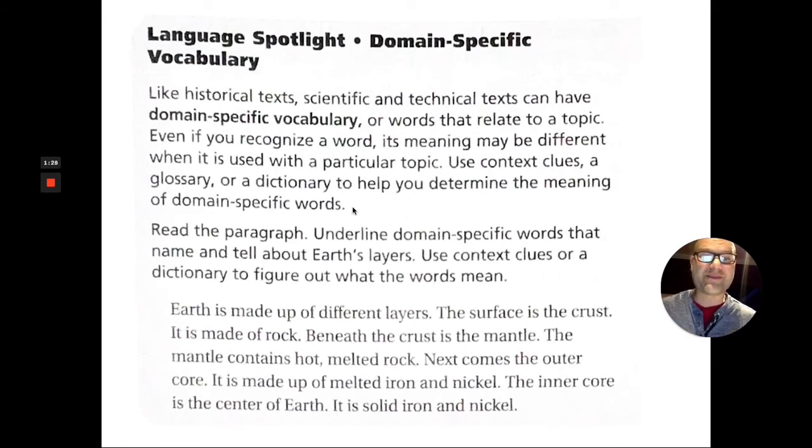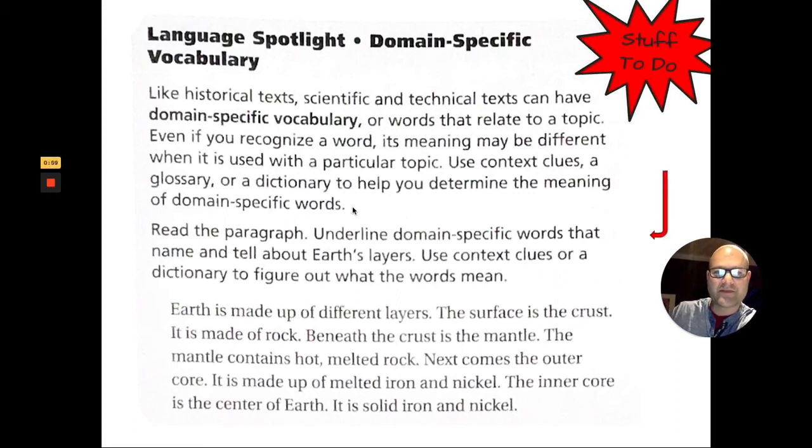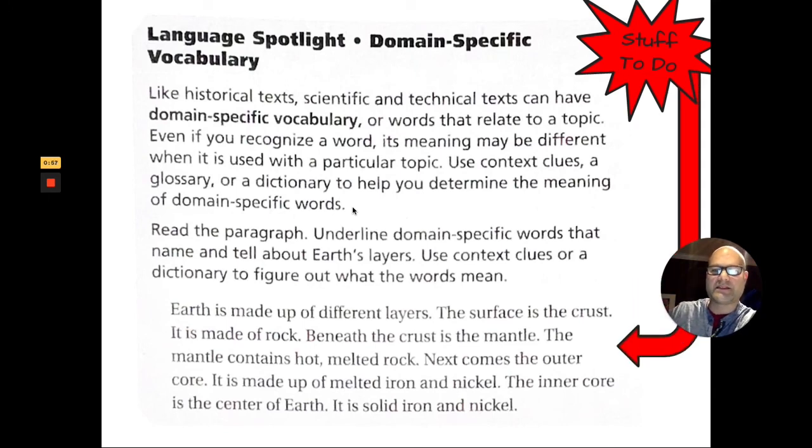And then you start talking to somebody about the main idea of scientific topics, and using some of these words, and they're like, what are you talking about? So you have to clarify in your reading, and when you're talking to other people, these kinds of words, they're often homonyms, so they mean a few different things, multi-meaning words. But you can figure out what they mean if you use context clues. Here's something for you to do. Read the paragraph, underline domain-specific words that name and tell about Earth's layers. Use context clues or a dictionary to figure out what the words mean.